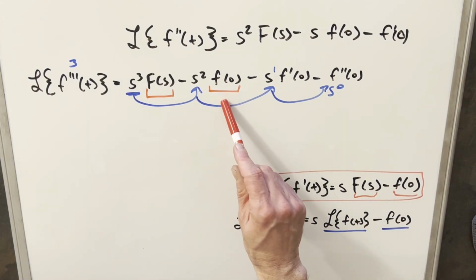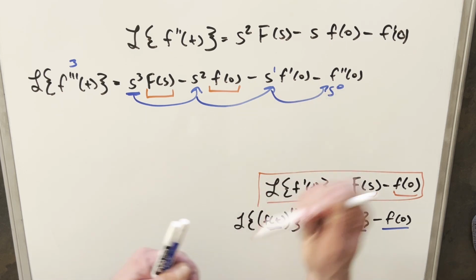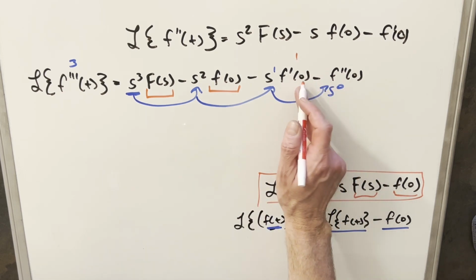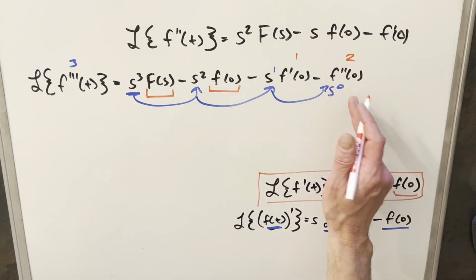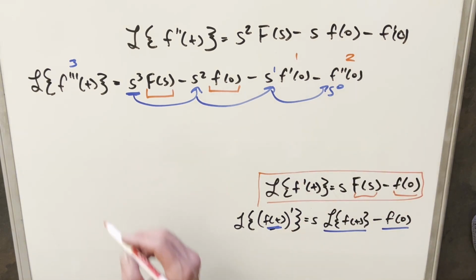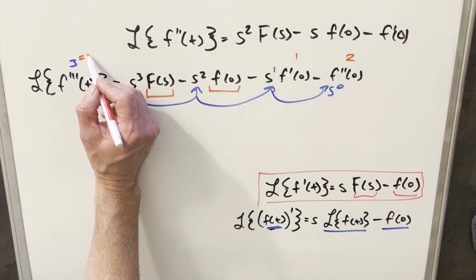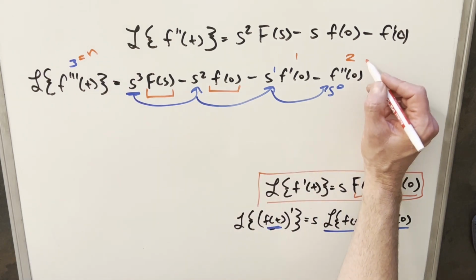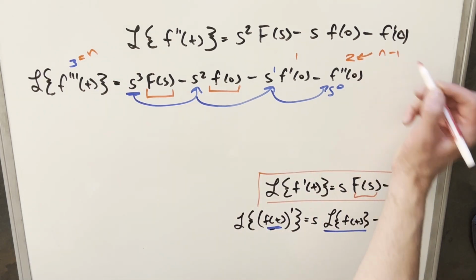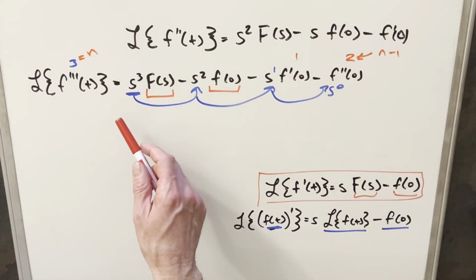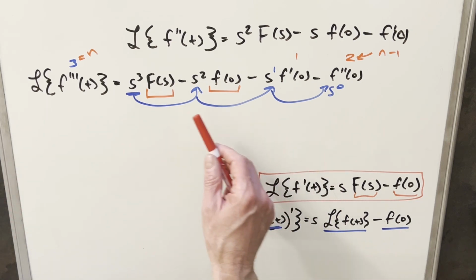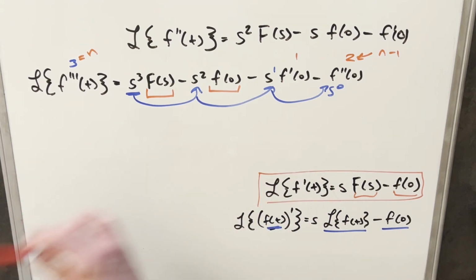But then what's going to happen on the f of 0 terms is we get increasing derivatives. Like we have the first derivative here evaluated at 0, and we have the second derivative here evaluated at 0. And it turns out if we call this 3 value we started with n, this value here is always n minus 1. So all we need to do is notice this pattern, and we can generalize this and write this as a formula for any derivative.